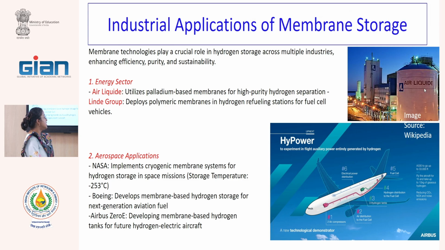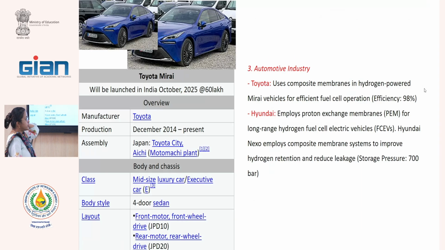In aerospace, I was telling that NASA is implementing a cryogenic membrane system for storing hydrogen. Boeing is also doing the same, and Airbus has different membrane based technologies for future hydrogen aircraft. So, Airbus, Boeing and NASA are not applying it in a large scale system, it is still in testing, but they have given very good results.